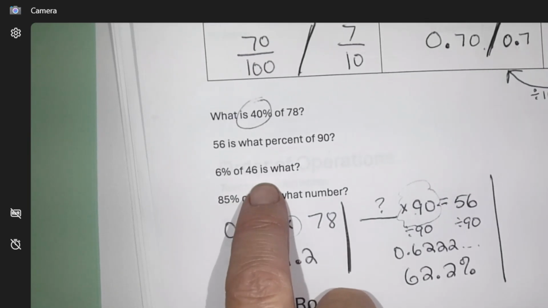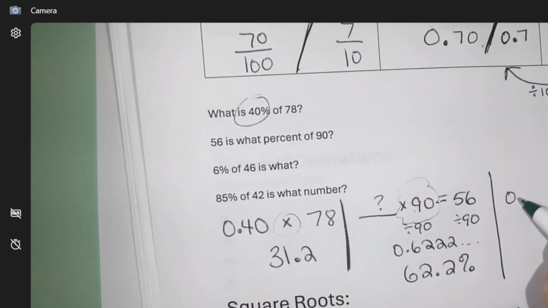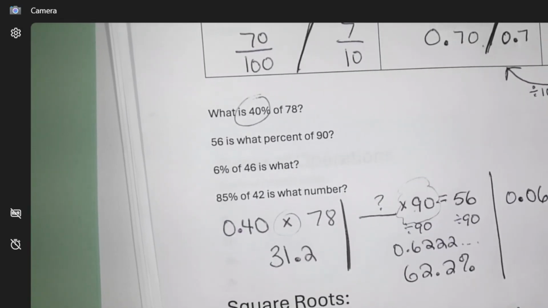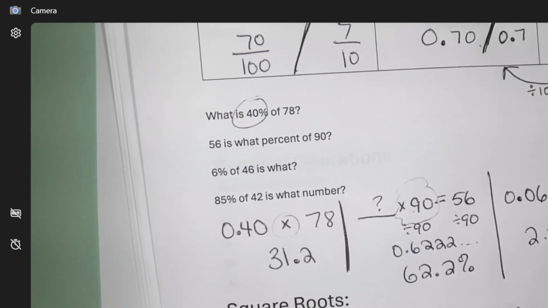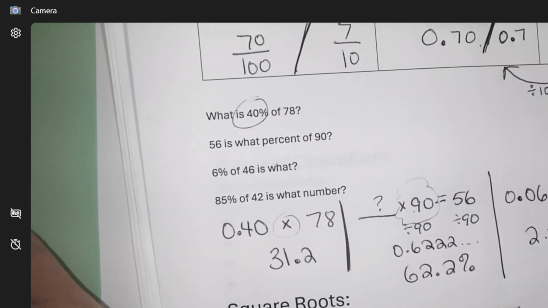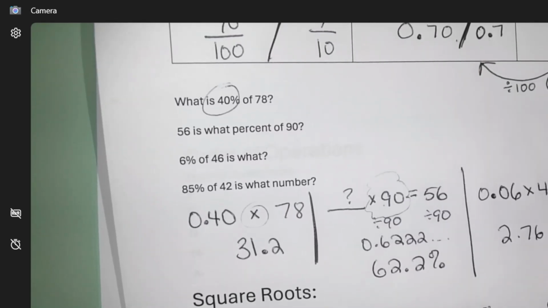Okay, 6% of 46. So 6% as a decimal of 46. Okay, and then the last question on your own, same thing, 85% of 42. So turn it into a decimal. 85% of 42.